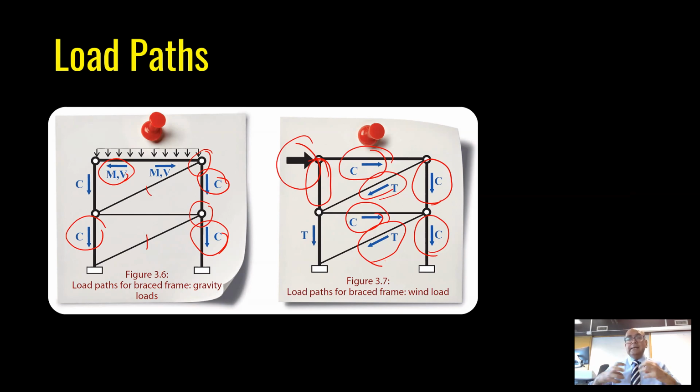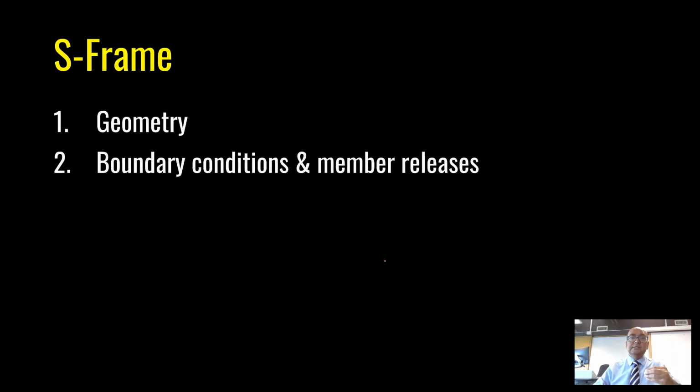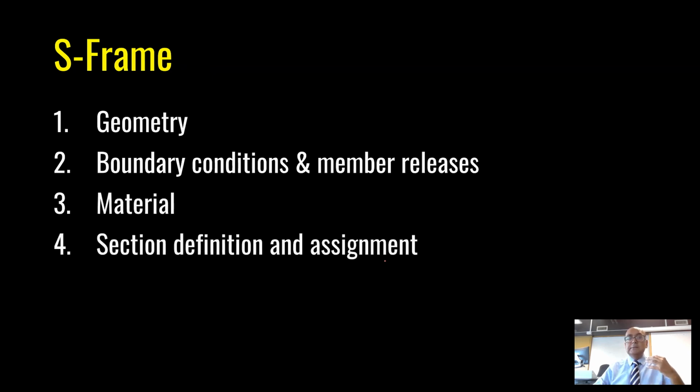Let us now analyze these frames in S-frame and see whether whatever we are talking about here is true or not. In S-frame, I will be following 6 steps to analyze these frames. The first step is geometry. The second step is boundary conditions and member releases. The third step is material. The fourth step is section definition and assignment. The fifth step is loading. And the sixth step is analysis. Let us start with the first step. Let us create the geometry of these frames.